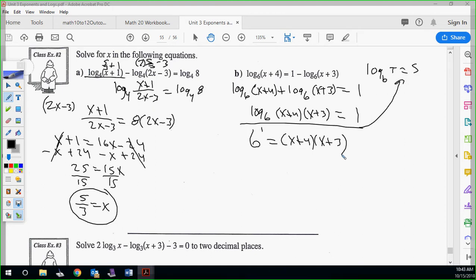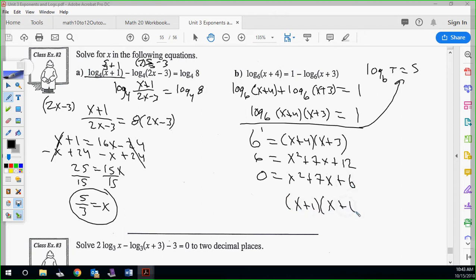We're okay? Okay, so this FOILed out would be x squared plus 7x plus 12. Then minus the 6 over. And it factors to x plus 1, x plus 6. So my solutions are -1 and -6. And we have to test those now.